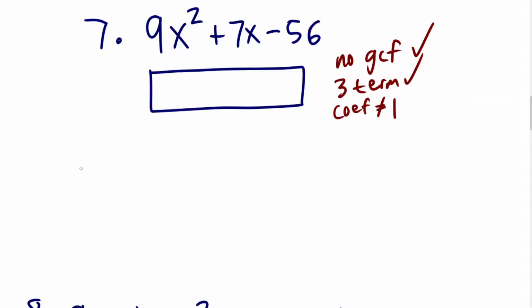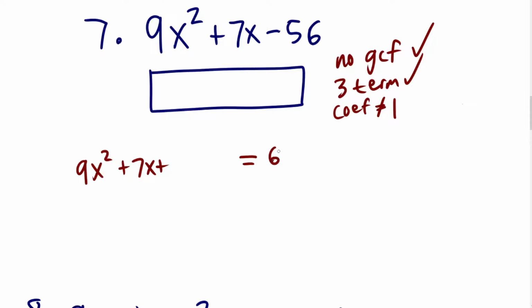What we can do, however, is say, okay, we have 9x squared plus 7x, but we're actually going to move this 56 over. We're going to add 56 to both sides. We don't want anything without an x on one of our sides. So we have plus 56.